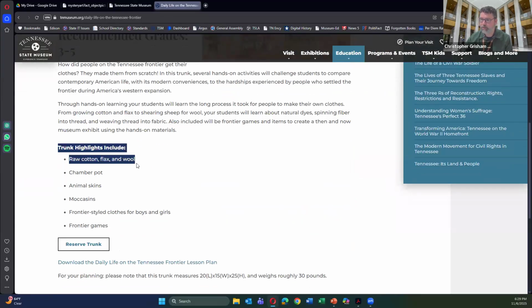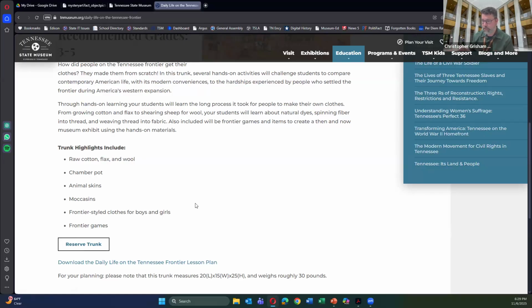Some of the highlights include raw materials like cotton, flax, and wool. There is a chamber pot in there. We have some animal skins and cotton cards. Honestly, some of those things I showed you in pictures are going to be in this trunk. You can download the lesson plan and read through it to see if it matches up with what your students have. But you can request this: click on reserve a trunk, fill out a form that goes to our outreach coordinator, and she will find a time to get this to your classroom.